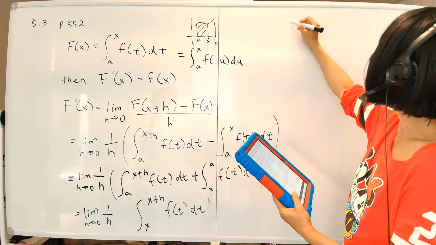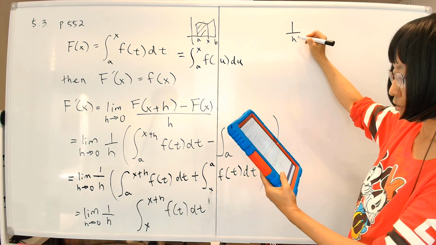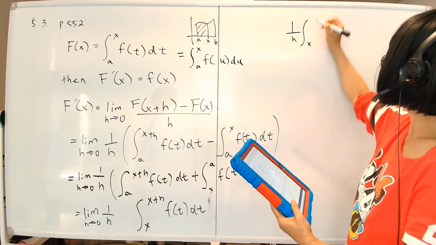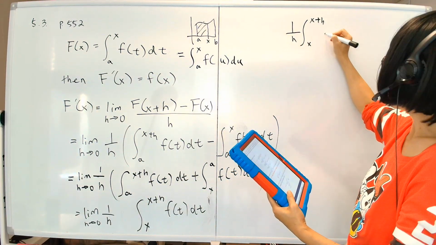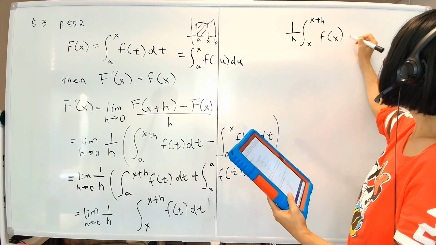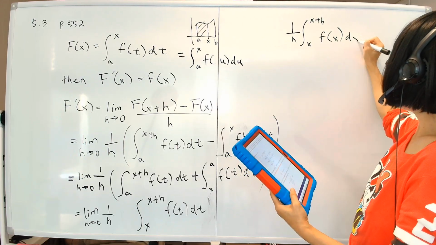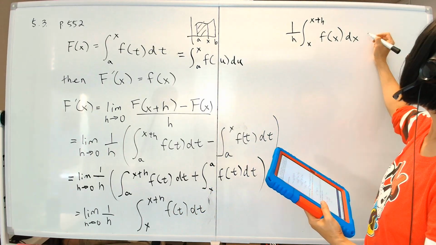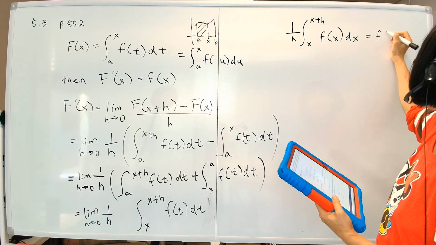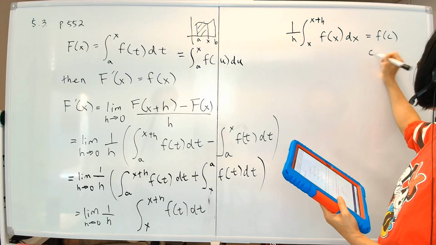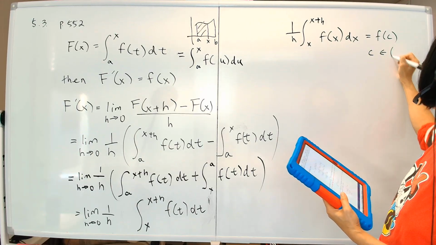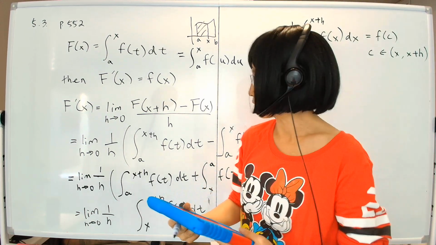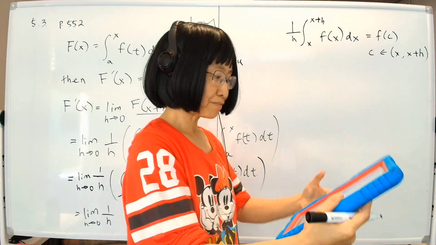Just this thing, okay? 1 over h, the stuff on the inside, 1 over h integral from x to x plus h of f of x. This is the average, which, by the mean value theorem for integrals that we just proved, equals f of c, where c is somewhere inside from x to x plus h. All right, so far so good.